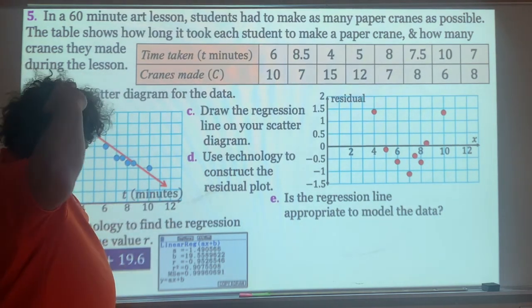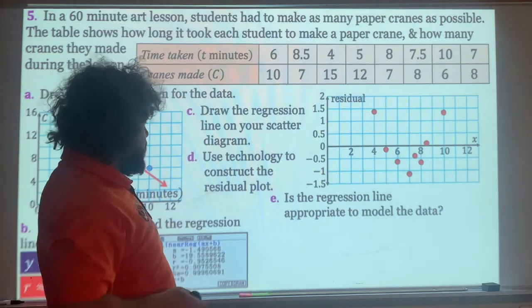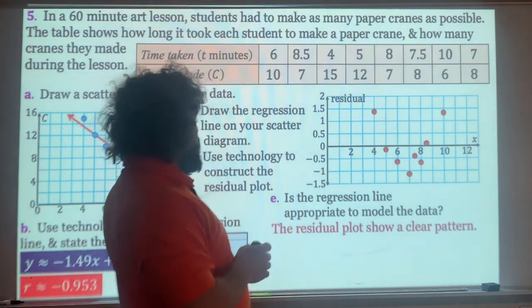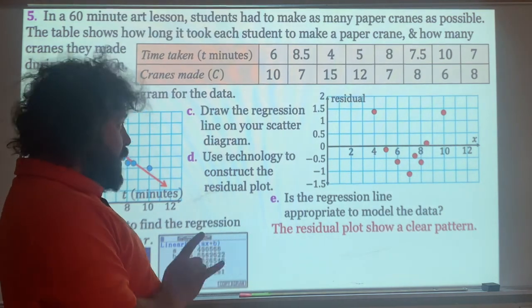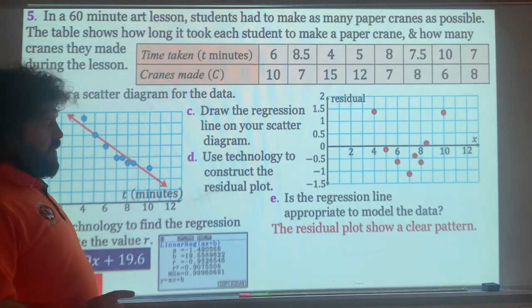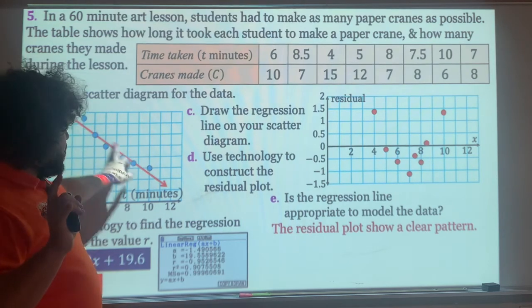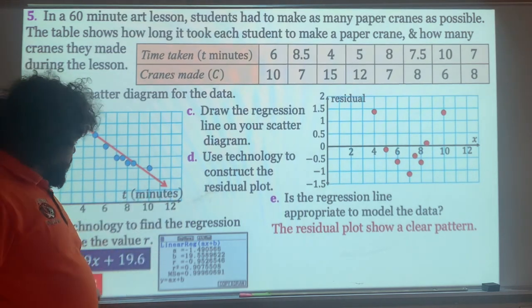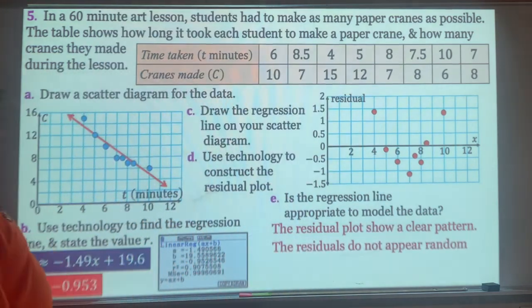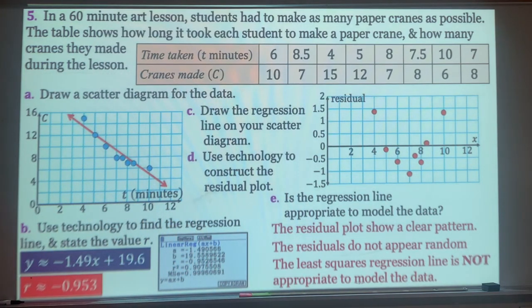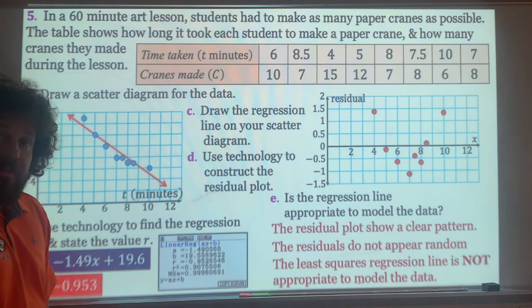Technology, construct the residual plot. We did that. Is the regression line appropriate? Right, the residual plot shows a clear pattern. Okay, so this is really just the best eye fit line. So this, good, pattern, bad. So the residual does not appear to be random, and the least squares regression line is not appropriate for the data involved. All right, and that's number 5.